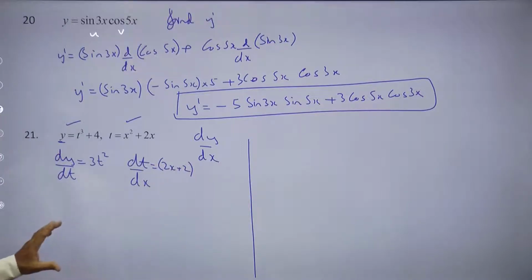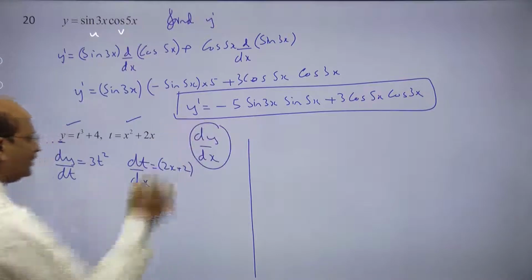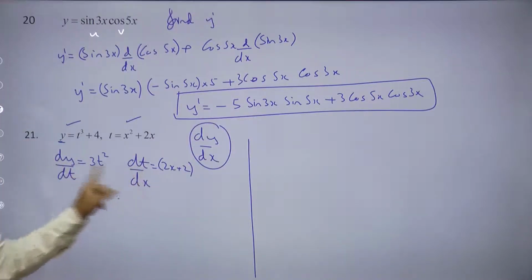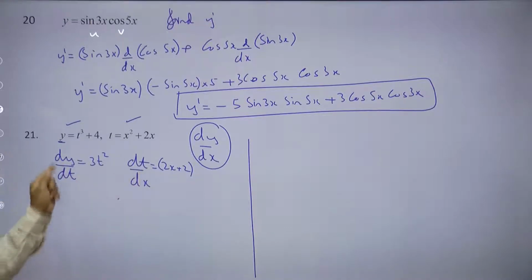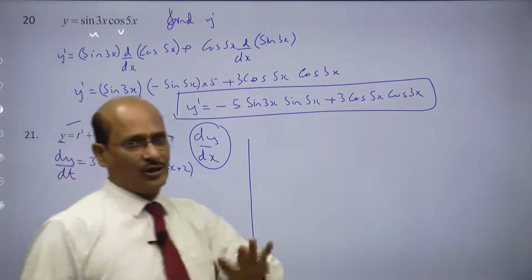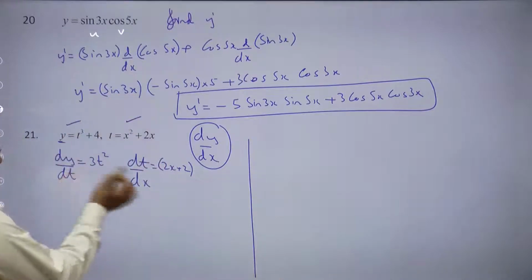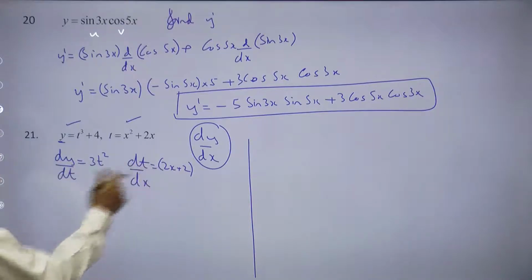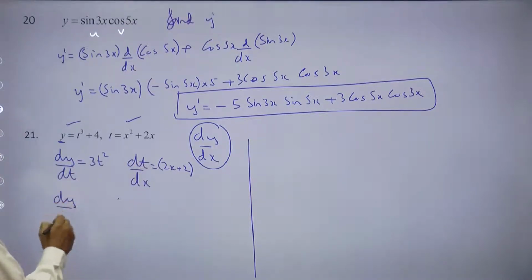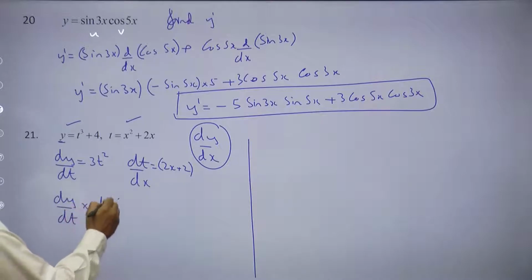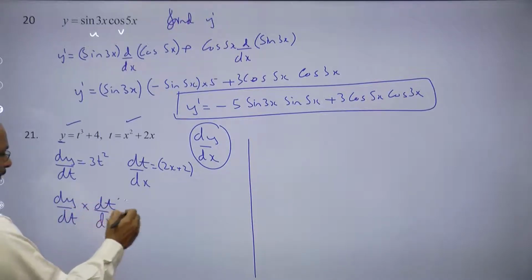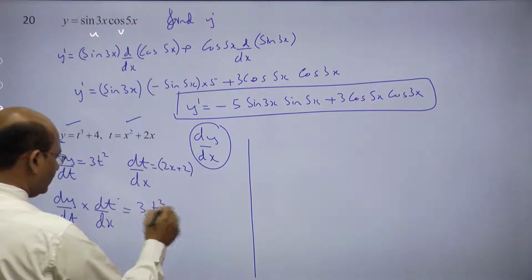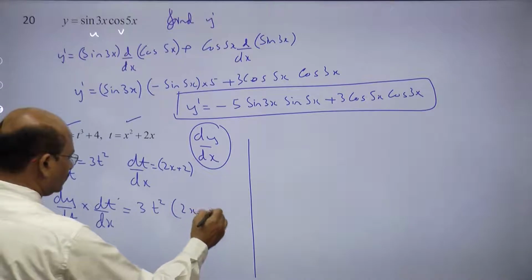Now, once you finish with this, as I am interested in dy by dx, if you look at this, tell me if you multiply, remember the differential coefficient notation is our symbolic notation, that's all. So, if I multiply this, dt gets cancelled, I will get dy by dx. So, multiply these two equations. So, dy by dt into dt by dx will be equal to, right hand side to right hand side, 3t square into 2x plus 2.